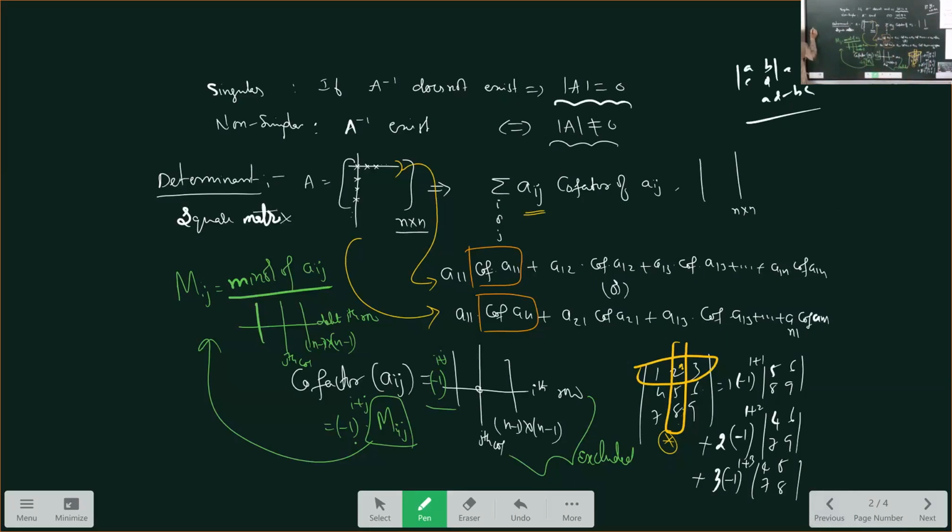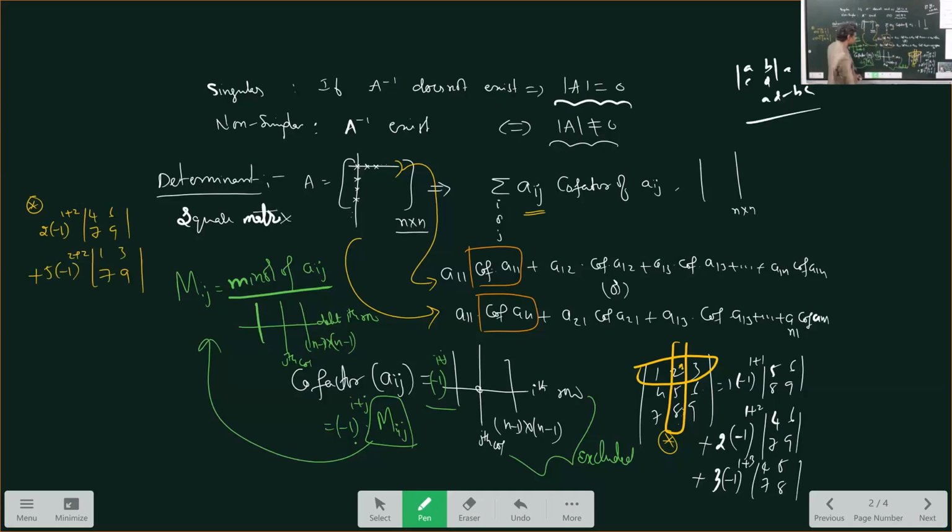So here I can write: 2 into minus 1 to the power of position, which is 1 plus 2, first row, second column, into the determinant. What is the determinant? Determinant excluding the first row and second column: 4, 6, 7, 9. Plus 5 into minus 1 to the power of 2 plus 2, into the determinant excluding the second row, second column: 1, 3, 7, 9.